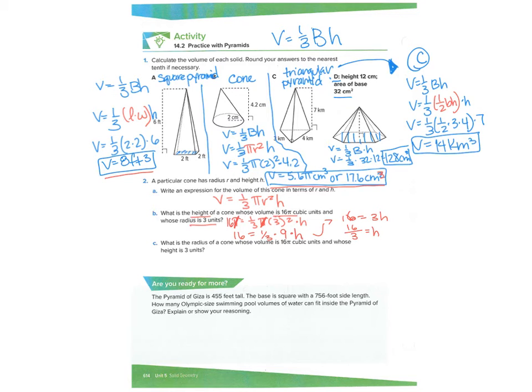You can leave your answer like that, or on your calculator, 16 divided by 3 gives me 5.3 repeating. And this would be, I guess in this problem, just units. It doesn't tell me what my measurement units are.